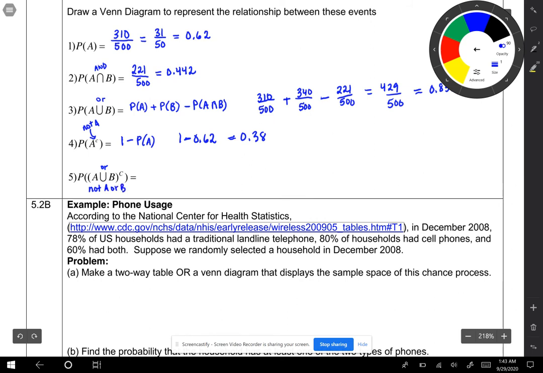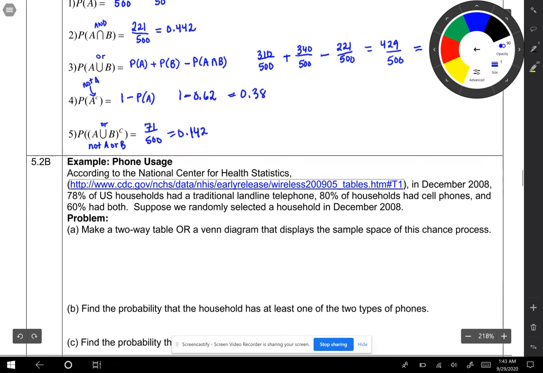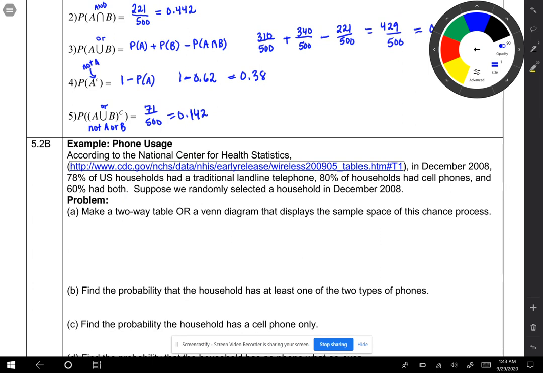So the probability that it's not A or B is 71 out of 500, which is 0.142. All right, and for this last example, I will make a two-way table and a Venn diagram so you can see which one you like better.